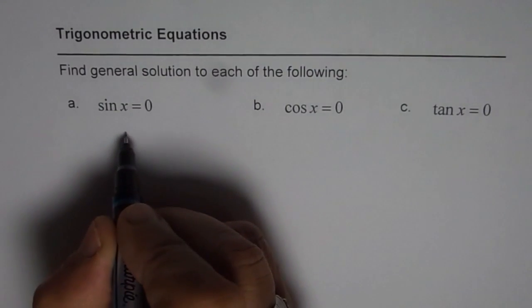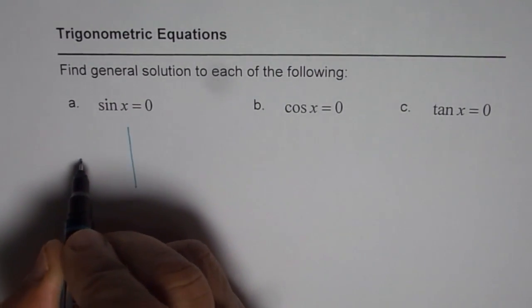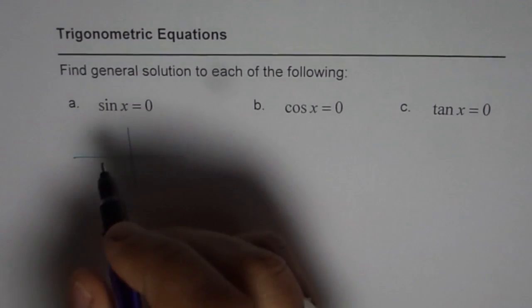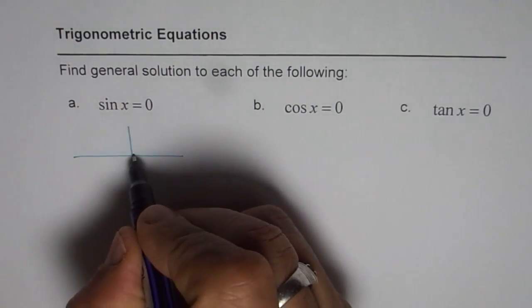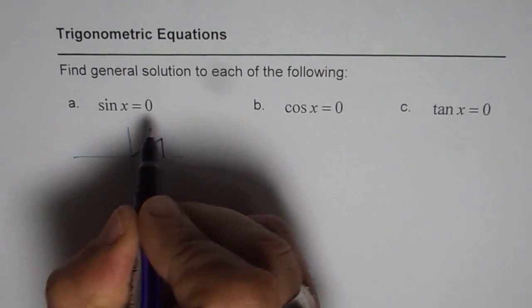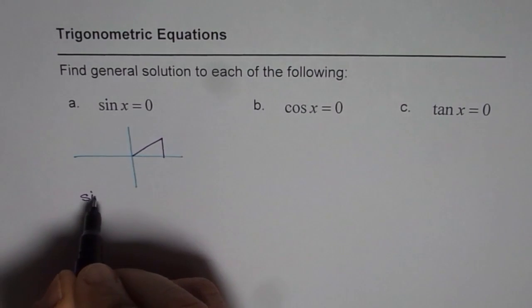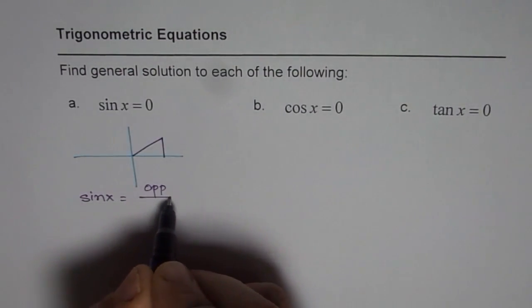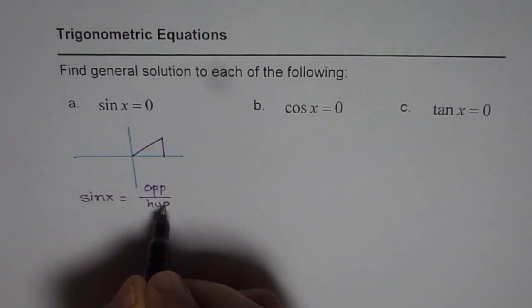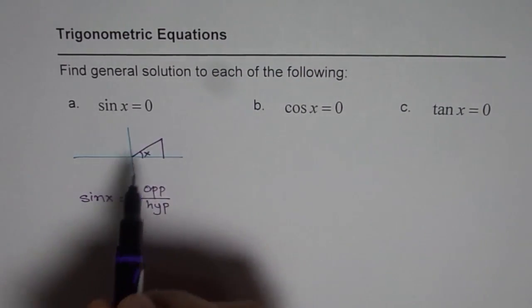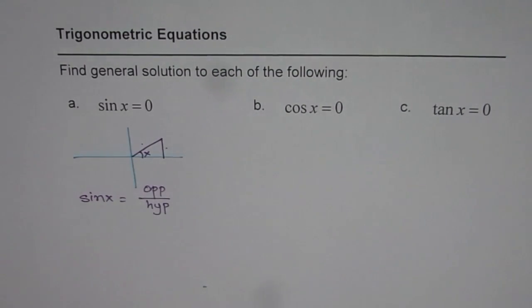So when we say sin x equals to 0, what do we mean? We mean that if we have a right triangle and sin x, as you know, is opposite over hypotenuse. Let me make one right triangle here. Let me write from very basic definition. It is opposite over hypotenuse in any right triangle, right? So where this angle is x, sin x is opposite over hypotenuse.